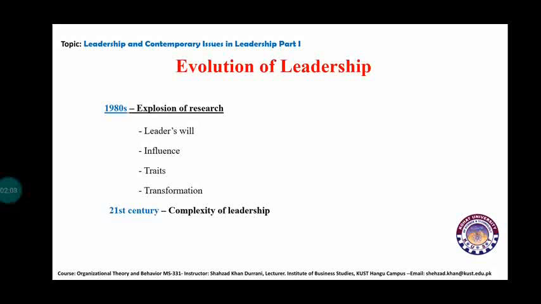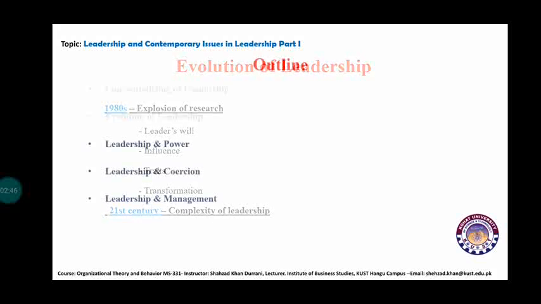Then in the 21st century, there was a complexity of research, right? There came the concepts of situational leadership, team leadership, transactional leadership, transformational leadership, right? And then of course further elements or factors came as well. So there is no one proper definition, or no one proper concept, that you can say leadership can be defined as this, right? So there was more of a complexity of research about leadership in the 21st century.